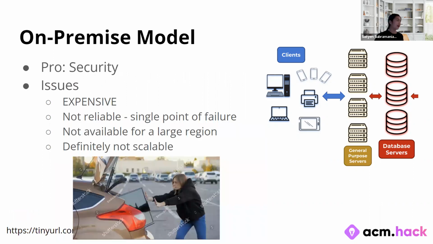So a pro is actually security, because the on-premise model means that you have control over everything. Nothing happens in the hardware that you do not explicitly allow. And so it makes it very safe. But this model does come with a lot of issues. It is expensive. You have a large upfront cost of hardware, and maintaining it is very expensive, and you have to do it regularly in order to keep everything in good working condition.